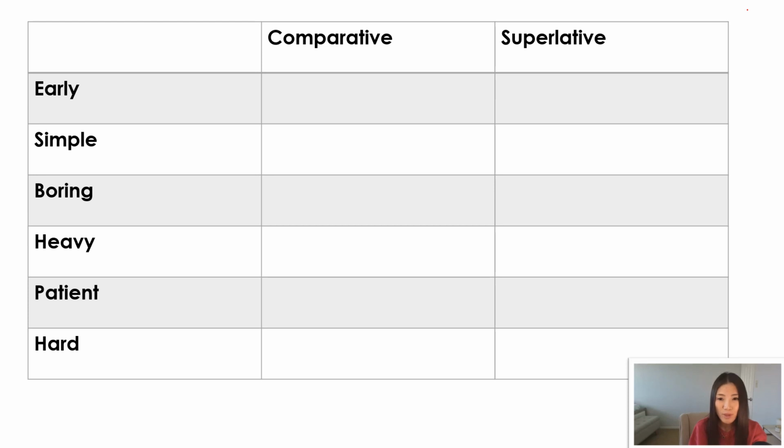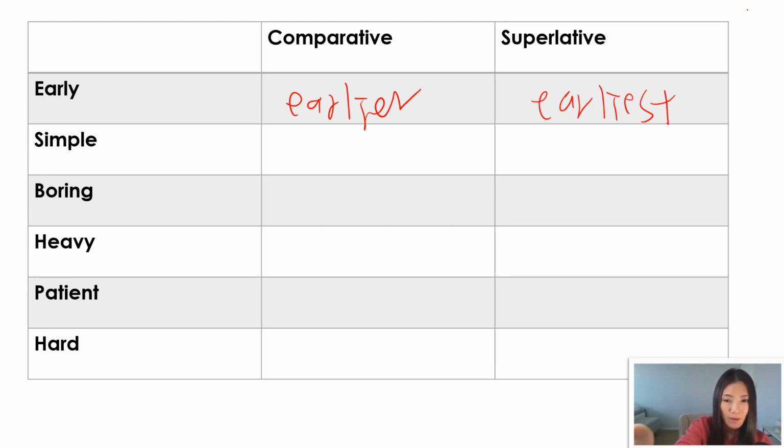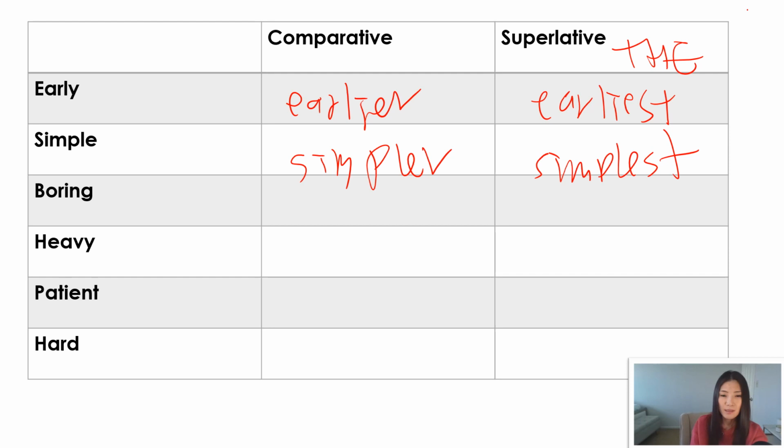So for the first word, early, it's a 2-syllable word that ends in a Y. So we're going to drop that Y and put IER. So let's do earlier and the earliest. And we're going to assume that for this column, the word the is assumed there. The second word says simple. It becomes simpler and the simplest. We're not going to add another E because it ends in an E anyway.